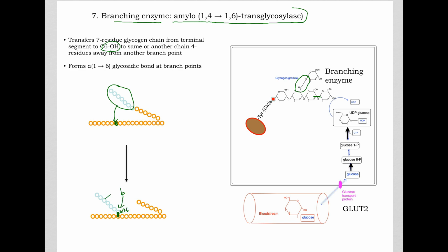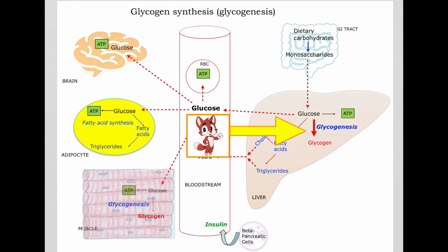So this is a branching point. And that's how the branches of glycogen are formed, by the enzyme called branching enzyme. So everywhere where you see a branch, that will be alpha-1,6.